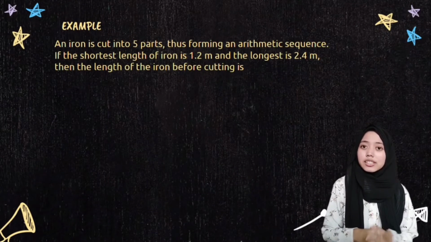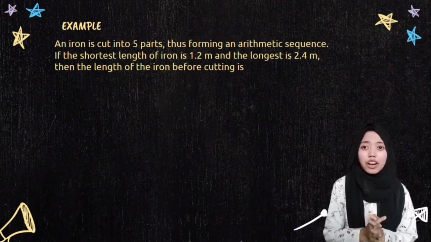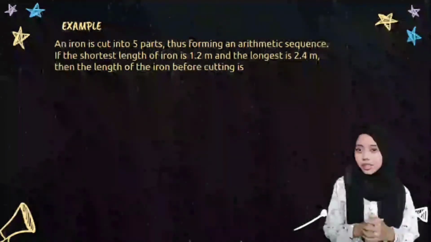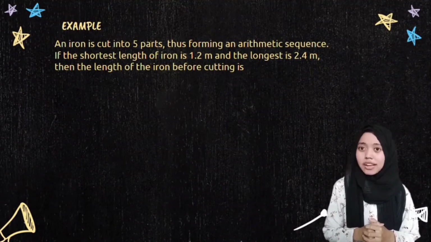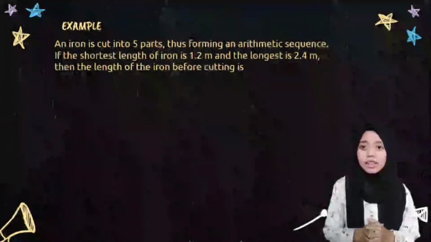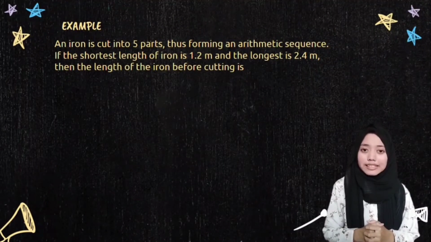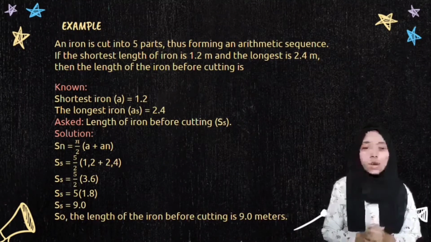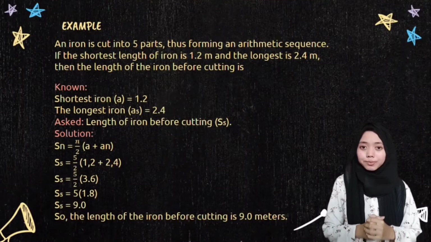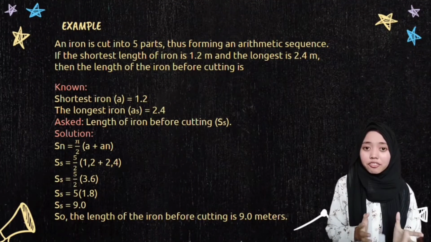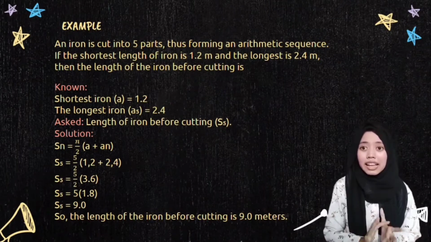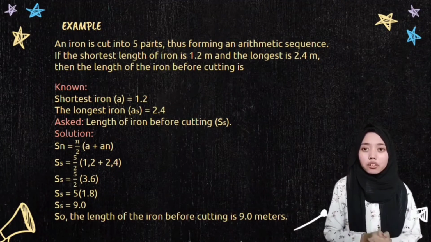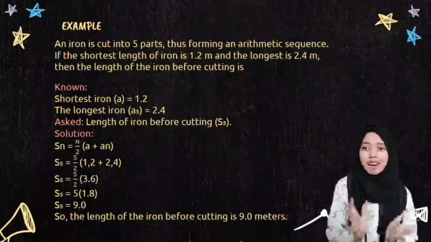The second example is a story question. The question is, an iron is cut into 5 parts, thus forming an arithmetic sequence. If the shortest length of the iron is 1.2 meters and the longest is 2.4 meters, then the length of the iron before cutting is... From the question, we know that a, or a1, is 1.2 and a5, or an, the last term, is 2.4, and the question is S5.